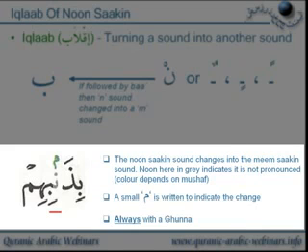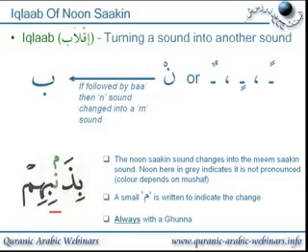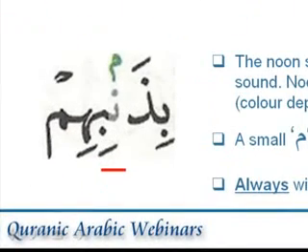Noon here is in grey, which indicates it is not pronounced, and the color coding depends on which Quran you're looking at. A small Meem is written to indicate the change, always with a Ghunna. So this word would normally be anba'ahum, bihim. But the rule is, if you have a Noon Saakin followed by the letter Ba, we're going to change the sound of the Noon into a Meem. So this is actually ambihim. And then you apply the Ghunna, which is indicated in this color coded Quran with a green.